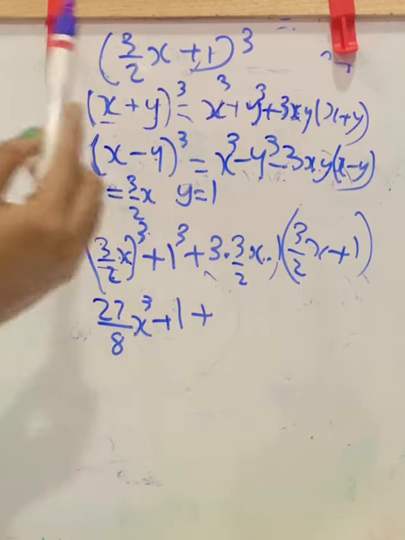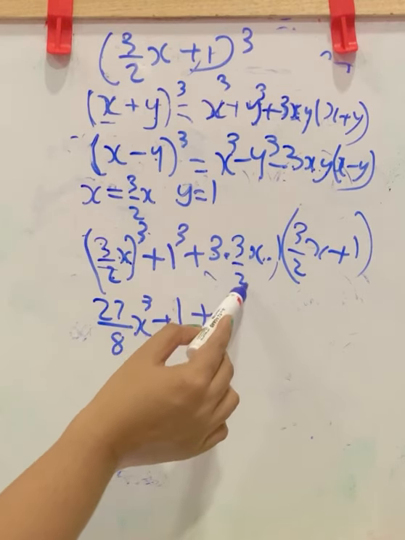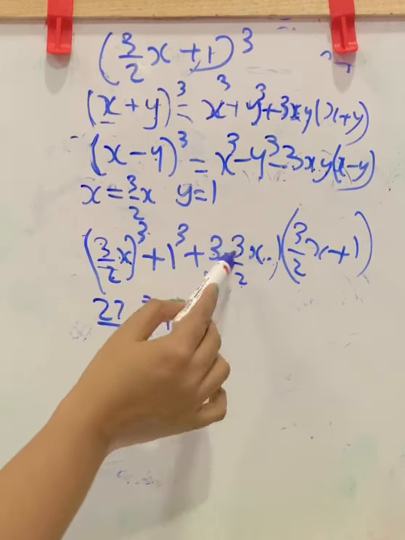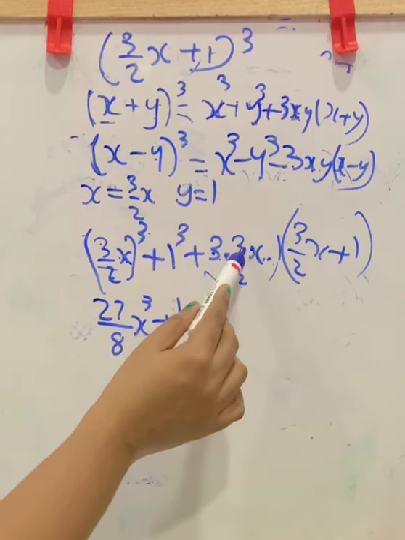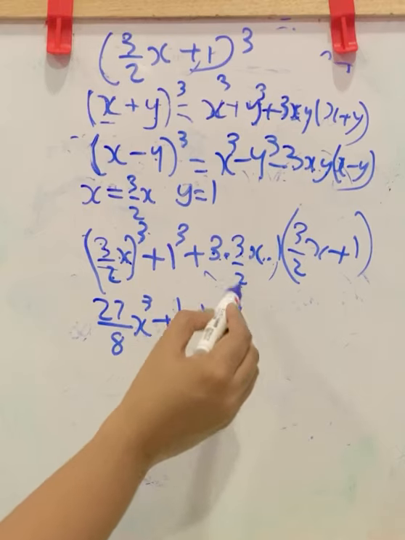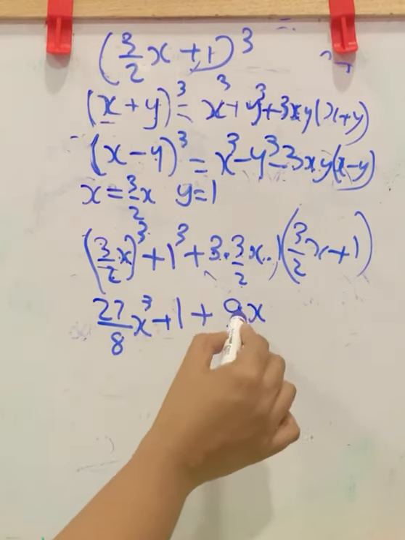This dot denotes the multiplication. Don't get confused. That is 3 into 3 by 2x into 1. 3 3s are, in the numerator we have 3 into 3 into 1. That is 3 3s are 9 into 1 is 9. 1 by 2 is there. Here is the fraction and one variable term x.